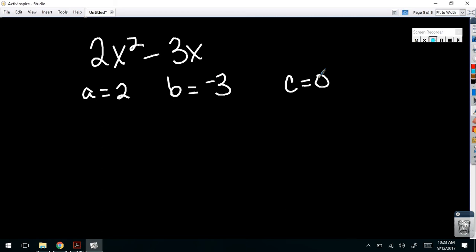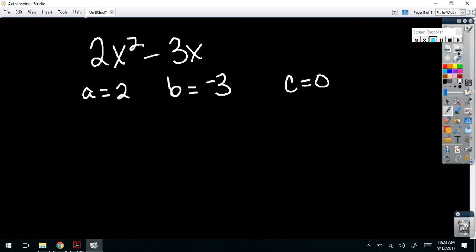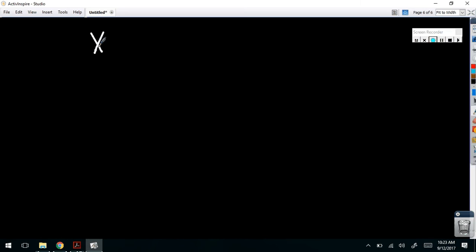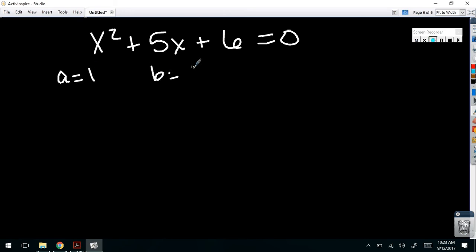All right, so earlier we were looking at a quadratic. Darian, tell me what the equation of that quadratic was at the very beginning. Tell me what that very first quadratic was that I gave you. X squared plus 5x plus 6 equals 0. Okay, looking at this one, what is A? 1. What is B? 5. And what is C? 6. All right.